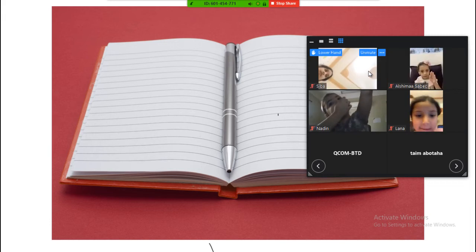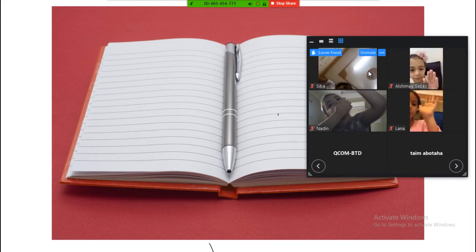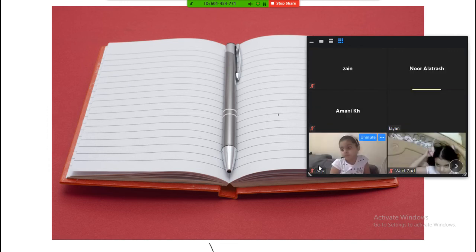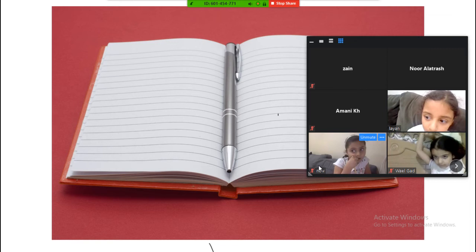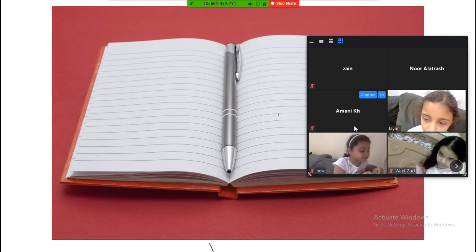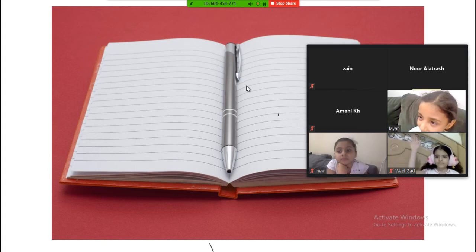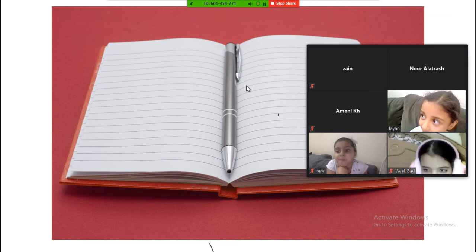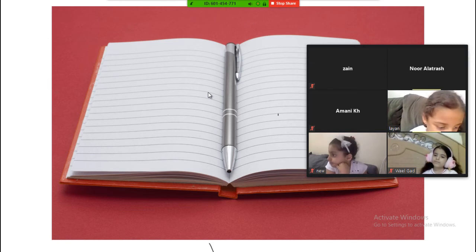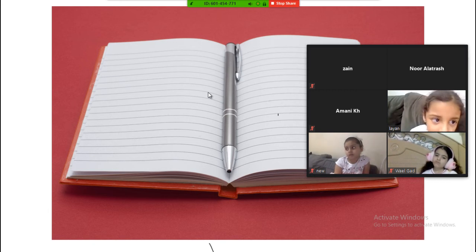The notebook. Liquid, solid or gas? Liquid. The notebook. Can you see the picture, Layan? What is it? Does it have its own shape? It looks like what? Rectangle. It looks like a rectangular prism.